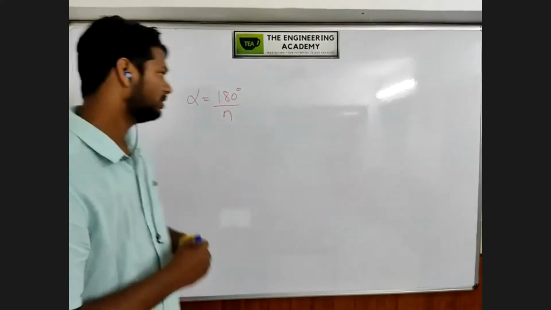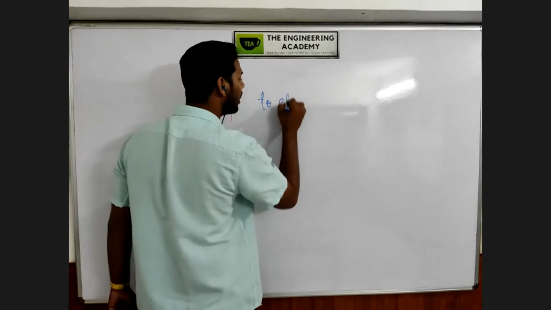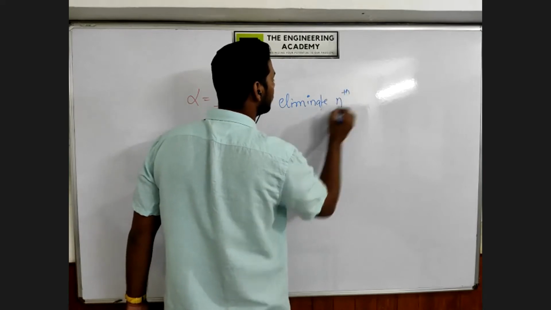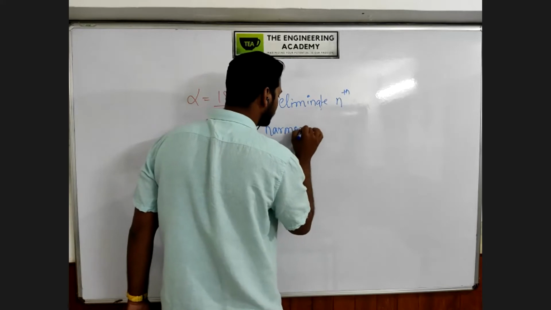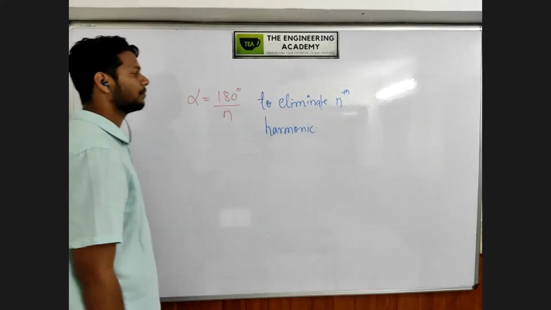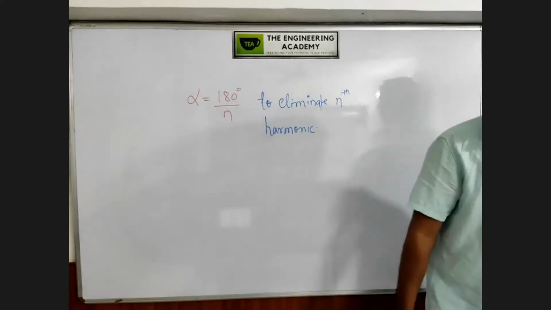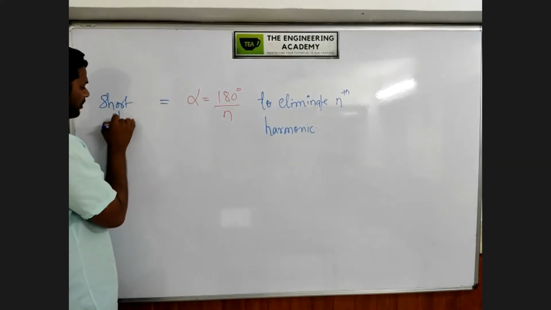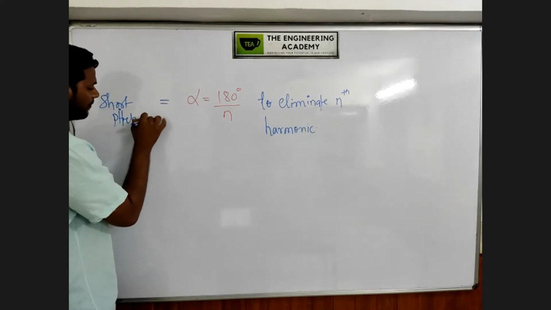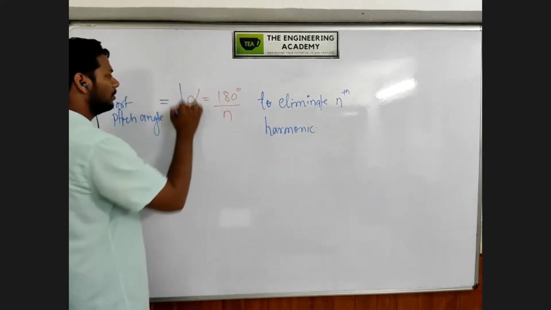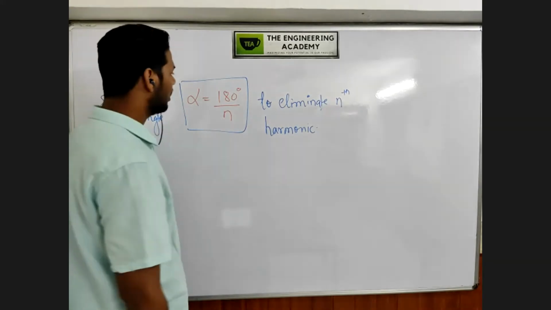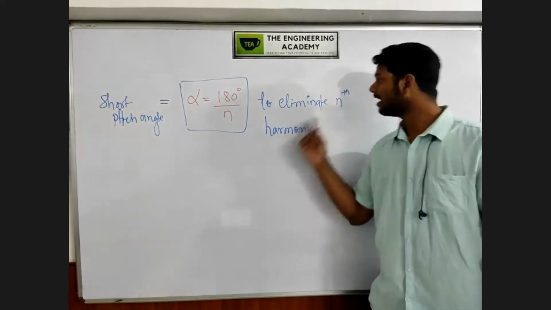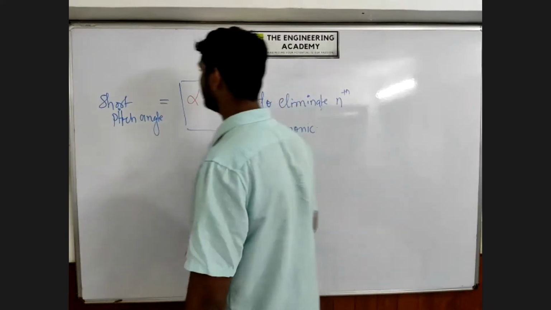This formula gives the condition to eliminate the nth harmonic. What do we call alpha? Short pitch angle. That is, this formula gives by how many degrees the winding should be short pitched so that the nth harmonic is eliminated.